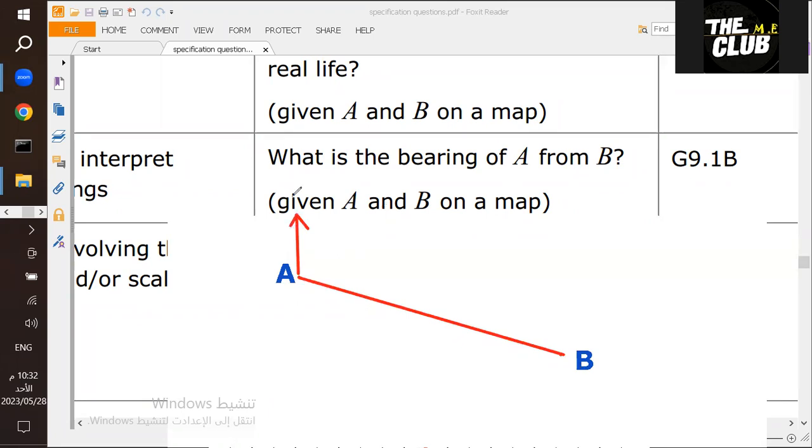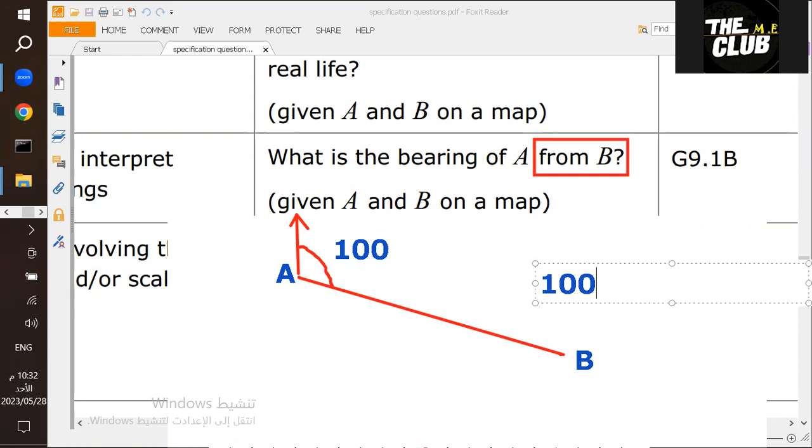After drawing the north line, we find the angle that they need. Now, they need the bearing of A from B. It means they need the angle here. Focus on this, from B. So first thing I do, I find it from A. For example, let's say this is 100. This is from A. They want from B. Focus on the questions when you answer. It's from B. It means I'm going to take this 100 and add 180 to it. So 100 plus 180 is going to be 280.